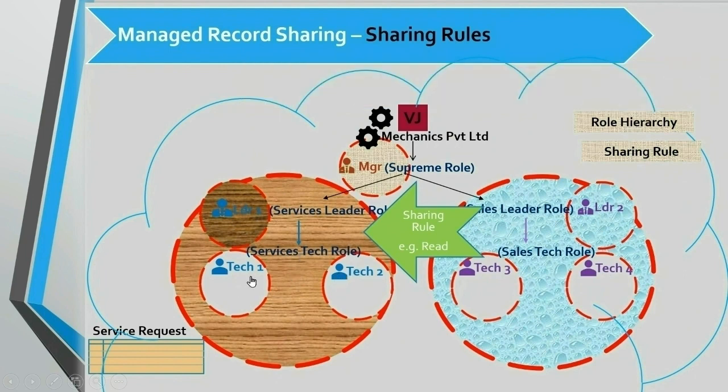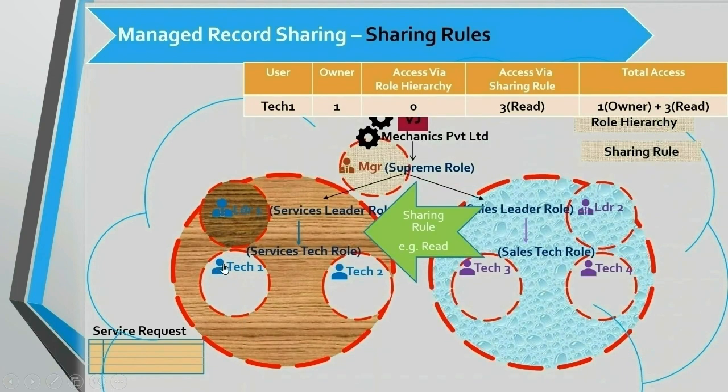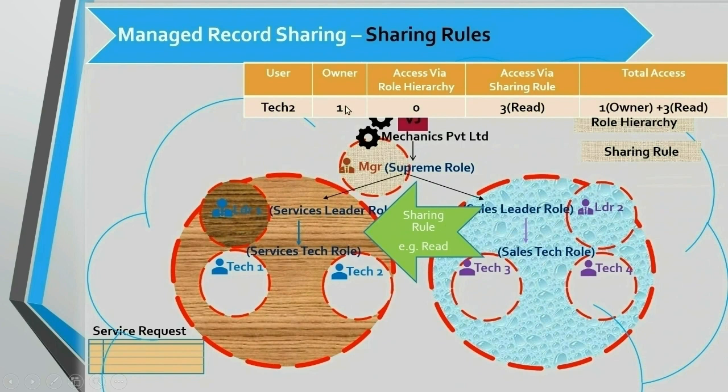And now let's take a look into the Tech1's access. After applying the sharing rule, he would have one record as ownership and three record access from the sharing rule, that is a read access. So totally he would get one as owner plus three records as read only permissions that were created by sales team. Same way, the Tech2 user would get one record as owner and he would get three records read permission because of the sharing rule, that is from LDR2, Tech3, Tech4 record.